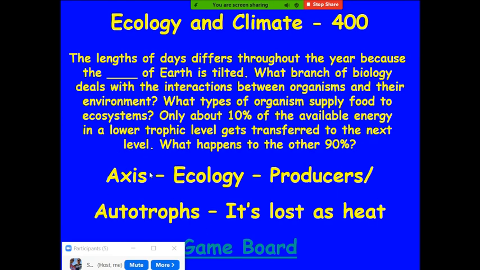The axis of Earth is tilted 23.5 degrees. That is the study of ecology. Producers, autotrophs, provide the energy for food, and that 90% gets lost as heat, specifically metabolic heat.